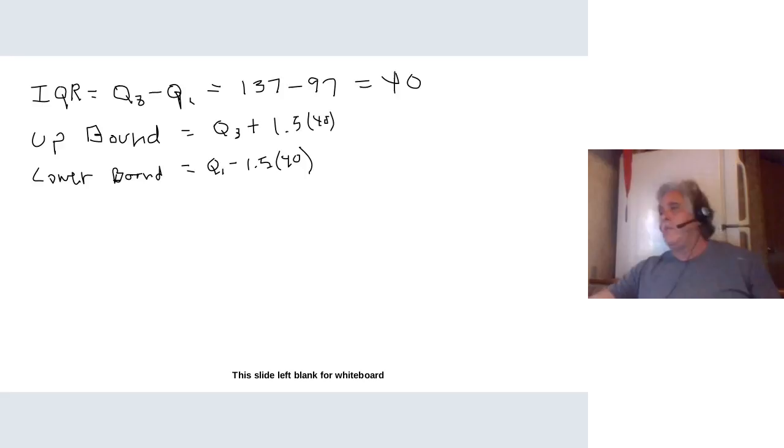hold on a second. Did they give us what we needed to know over there? Yeah. They're not asking us about outliers yet. So they said 97 and 137. We got those. So just remember the upper boundary is 137 plus 60. And this is 37. I'm sorry. Should write it out.